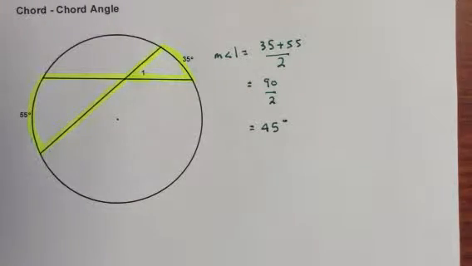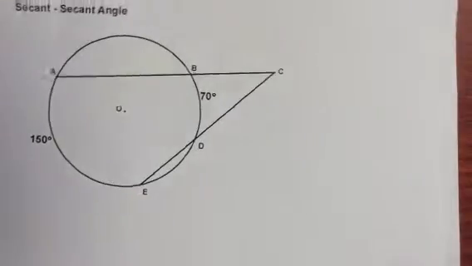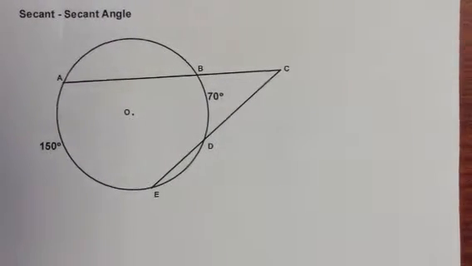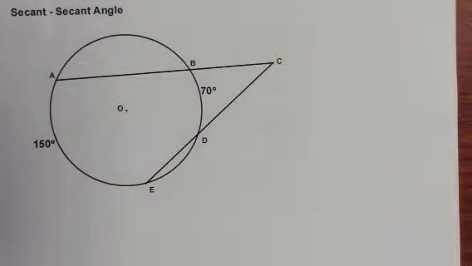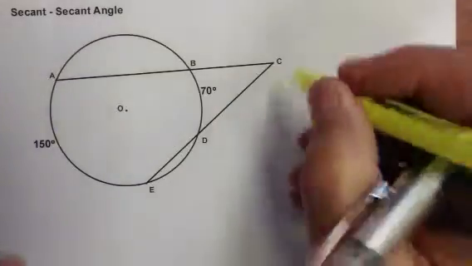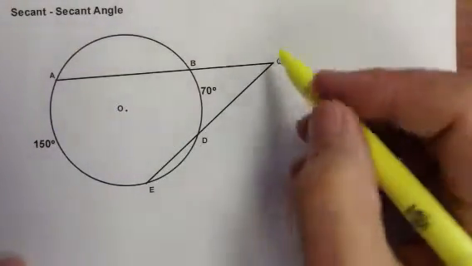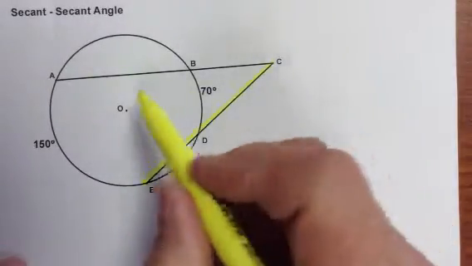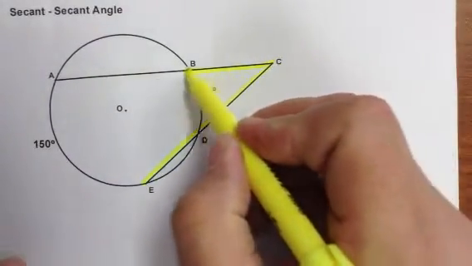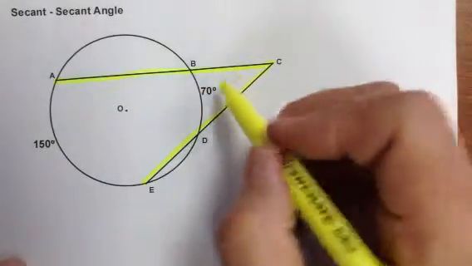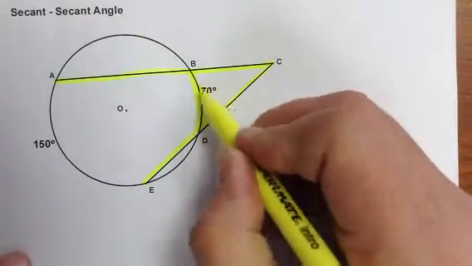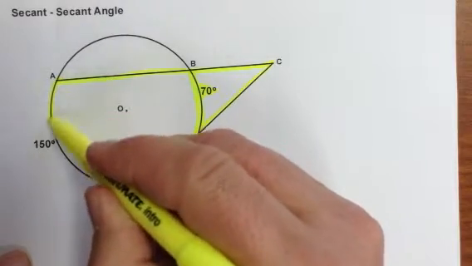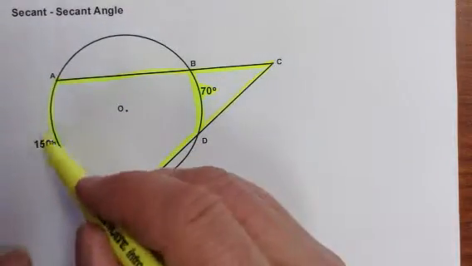Next one we're going to look at is a secant-secant angle. A secant-secant angle also has two intercepted arcs. If I want to find the measure of angle C, I extend the sides and find out where they intersect the circle. Starting at the vertex, I go out, and I notice my intercepted arcs are BD, which is 70, and AE, which is 150.